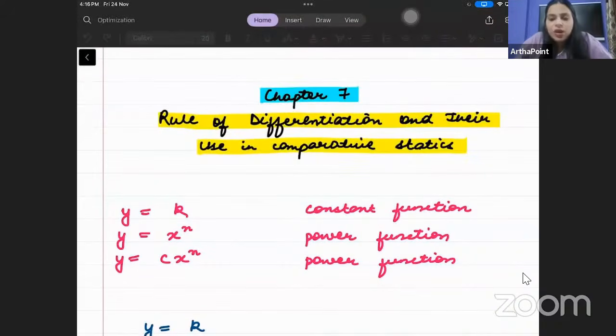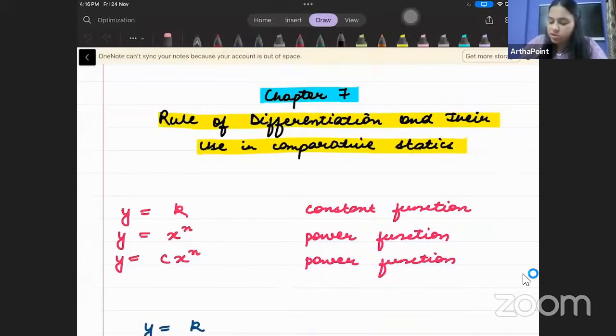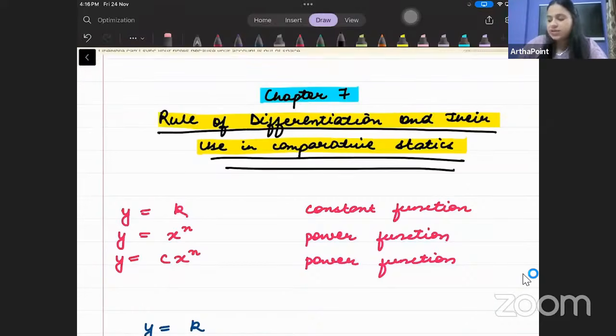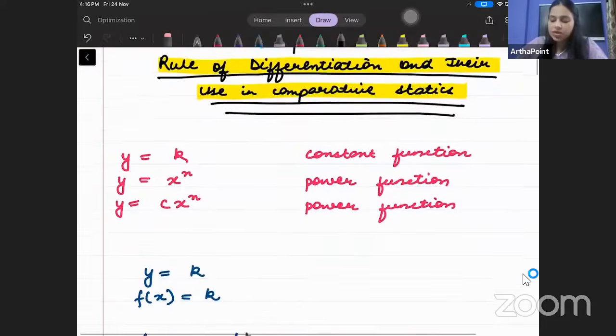Hi, good evening, everyone. In today's class, beta, we will start with chapter 7 of AC Chiang. This is lecture 1 of chapter number 7. And we are going to talk about the rules of differentiation and their use in comparative statics. तो ध्यान से देखते हैं बेटा.